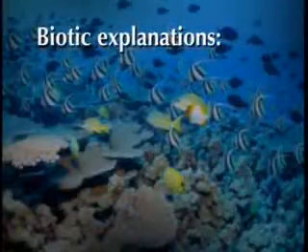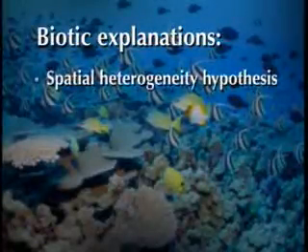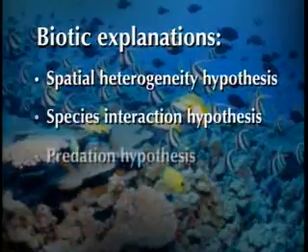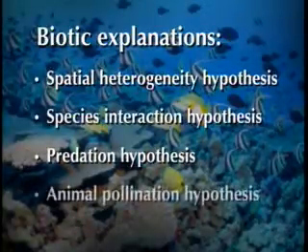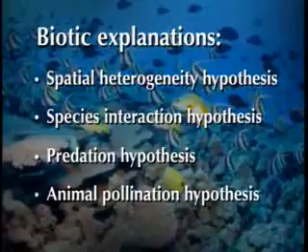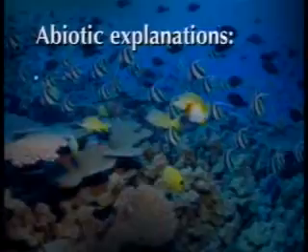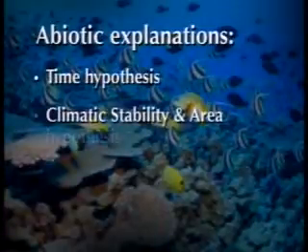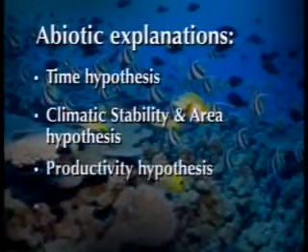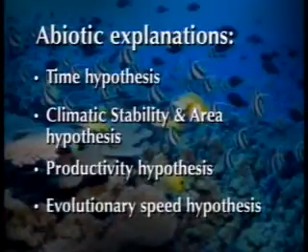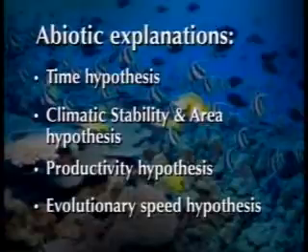As far as biotic hypotheses or explanations are concerned, they include: number 1, spatial heterogeneity hypothesis; number 2, species interaction hypothesis; number 3, predation hypothesis; and number 4, animal pollination hypothesis. And as far as the abiotic explanations or hypotheses are concerned, they include: number 1, time hypothesis; second, climate stability and area hypothesis; number 3, productivity hypothesis; and number 4, evolutionary speed hypothesis.